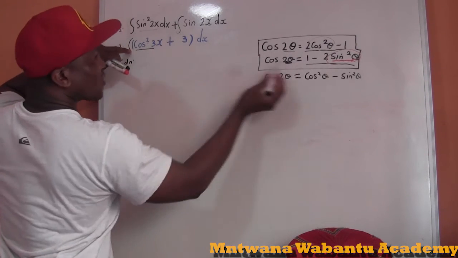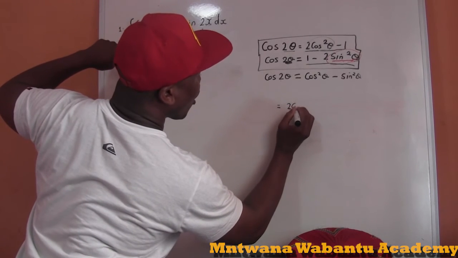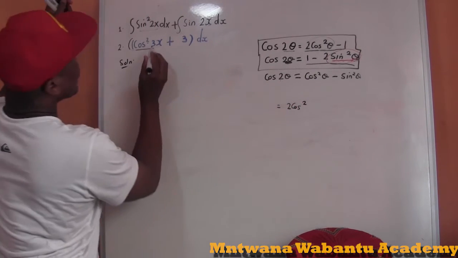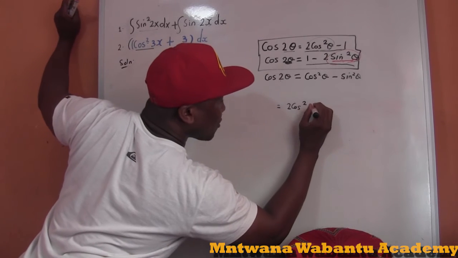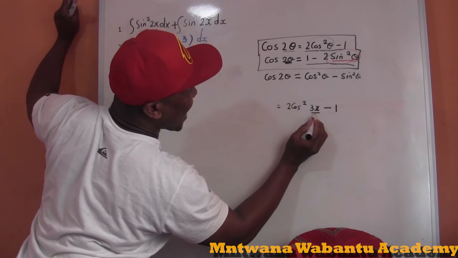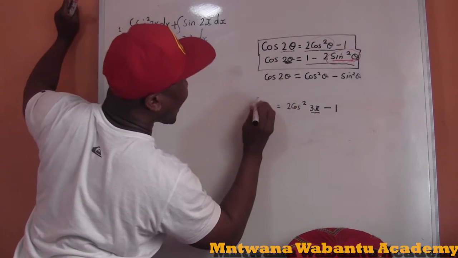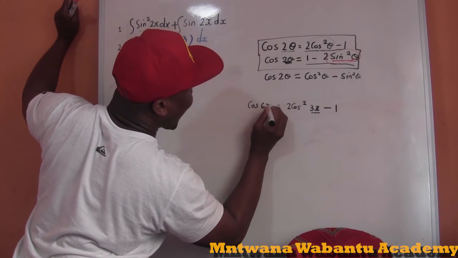I mean cos square, so it looks like this part here. Let me say 2 cos square, but my angle for this case is 3x. So this is going to be 3x minus 1. See, now the angle is 3x, meaning this is 2 times the angle. What is the angle? 3x. 2 times 3x, 6x. So cos of 6x.